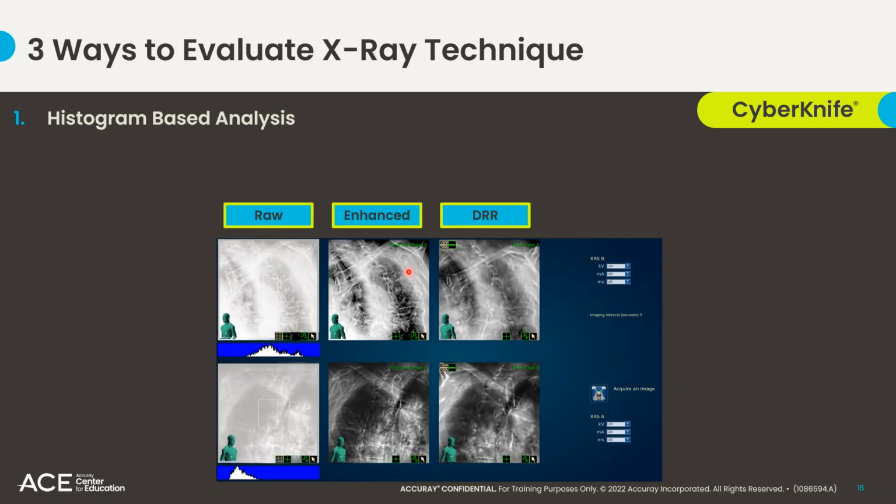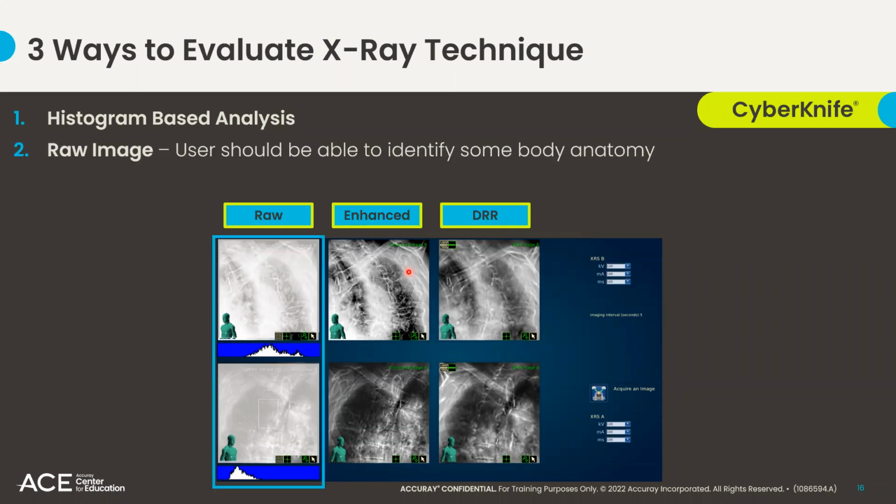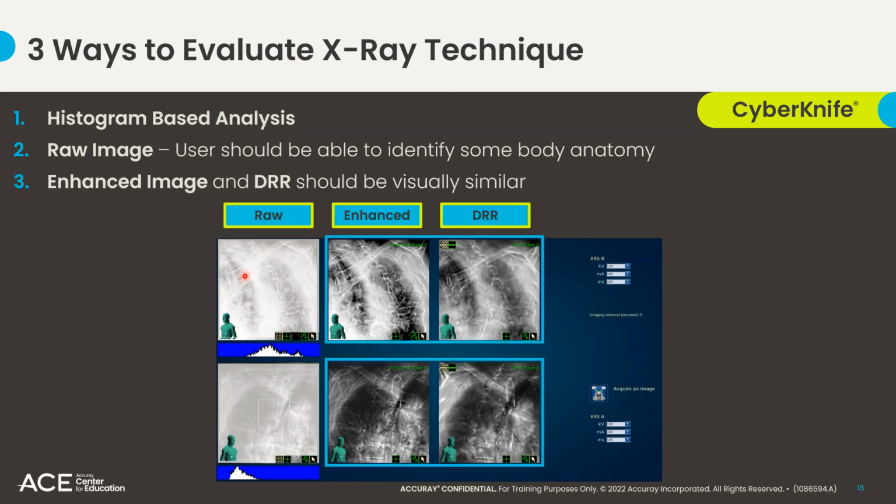The next way to assess X-ray technique is to examine your raw image. We want to see some bony anatomy. So with a spine case, we want to see some ribs, maybe some vertebrae, in our raw image. And the third way to assess image quality is to compare your enhanced image to the DRR with the goal of them being visually similar.